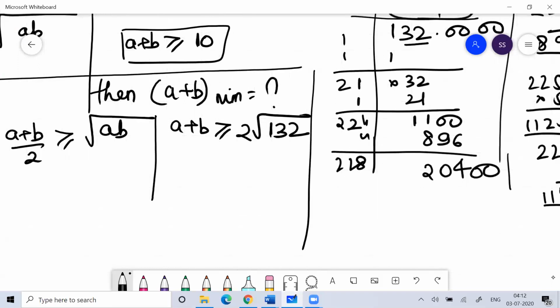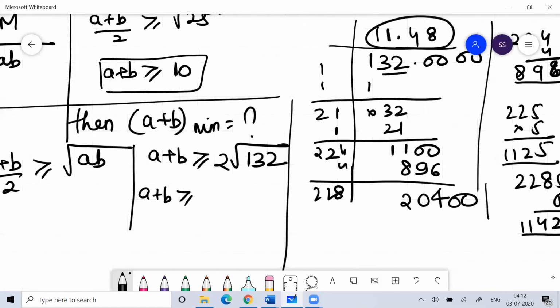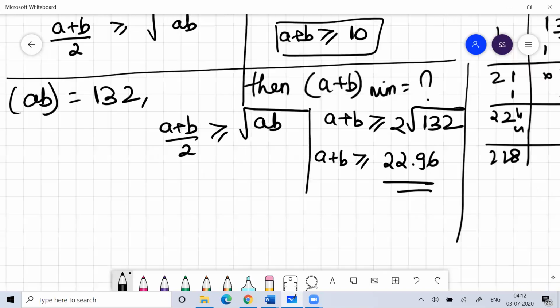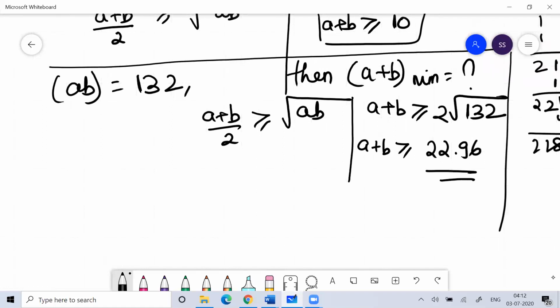So a plus b is greater than or equal to 11.48 into 2, that is 22.96. This way we are getting the answer in decimals. A better way of doing this: this is not serving the objective because 132 is not a perfect square. You know that 11 squared is 121.